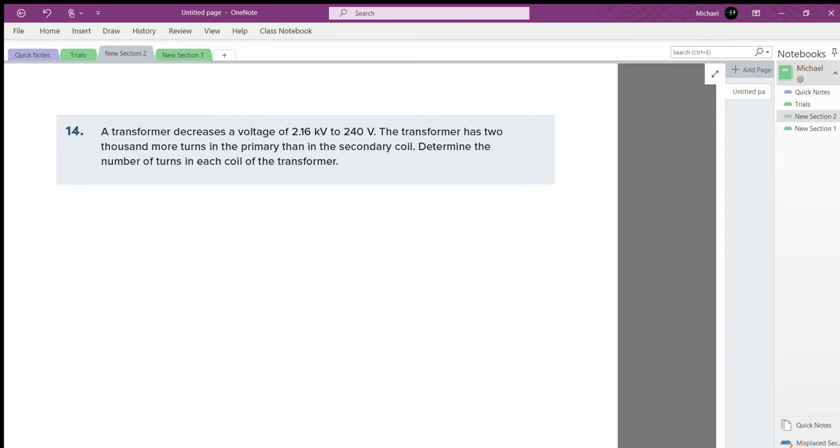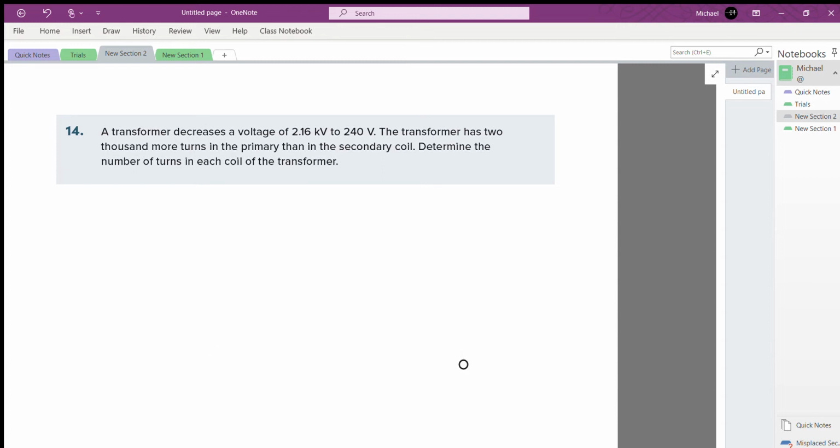This is question 14 from the SACE Stage 2 Physics course companion from Subtopic 2.5 Electromagnetic Induction. Here we have a transformer decreasing a voltage from 2.16 kilovolts to 240 volts. The transformer has 2,000 more turns in the primary coil than in the secondary coil. What we need to do is determine the number of turns in each coil.